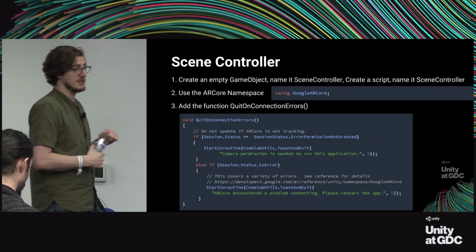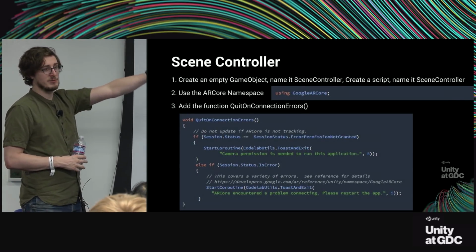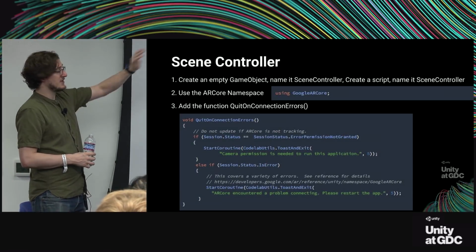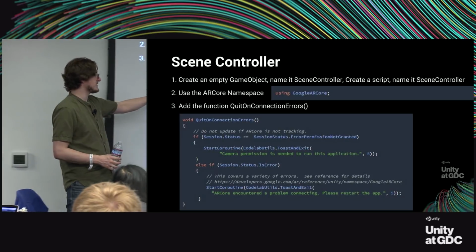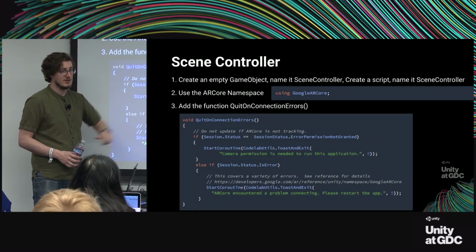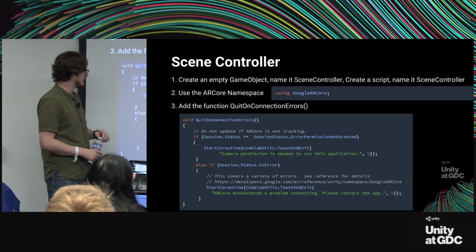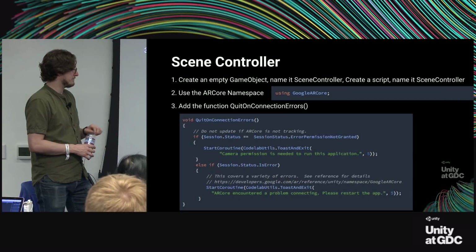Any questions about this? So again, empty object scene controller, creating a script called scene controller. At the top of our script, we're going to be using the ARCore namespace. That's what gives us access to things like the sessions, the status, things like these Codelab utils. I think actually those might not be under the namespace, but yeah.